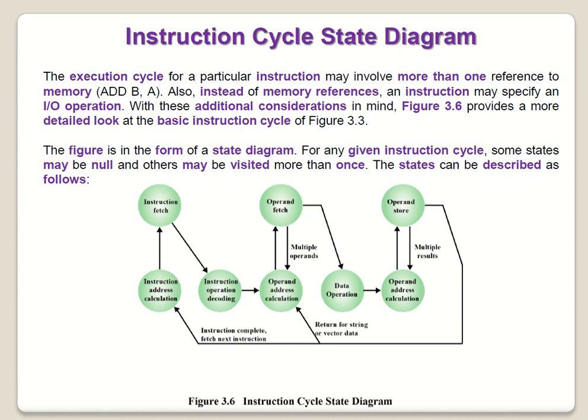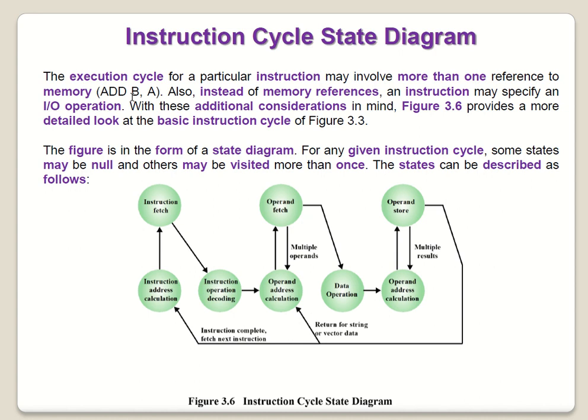The execution cycle for a particular instruction may involve more than one reference to the memory. For example, here in the slide, we have given an instruction add b comma a. So the same one instruction has more than one reference to the memory: refer the memory to get the value of b and refer the memory to take the value of a, and then the addition is done. And then the result is put back onto the destination b. Can you get the idea? So there is more than one memory reference.